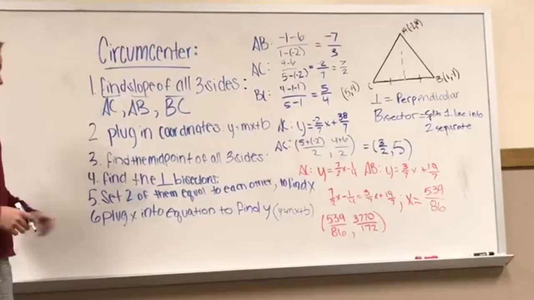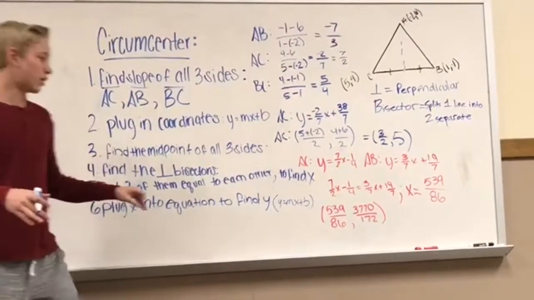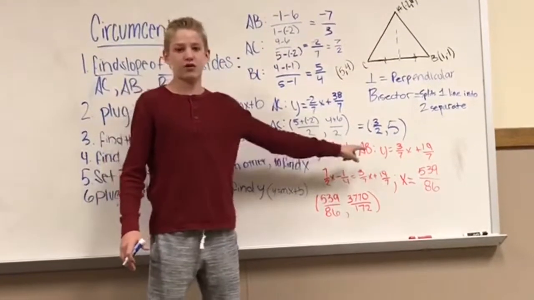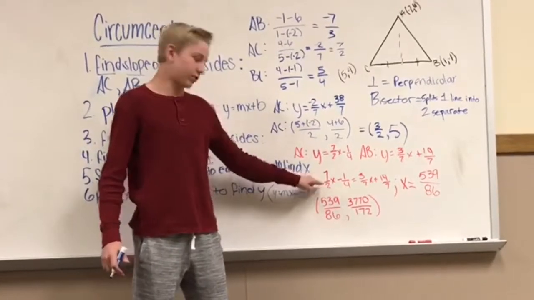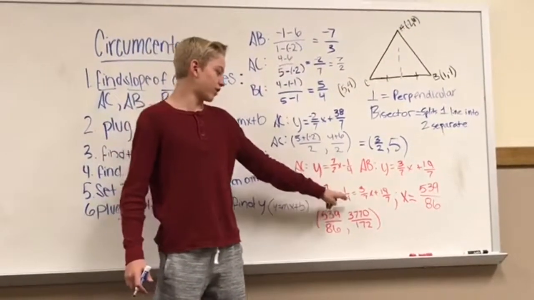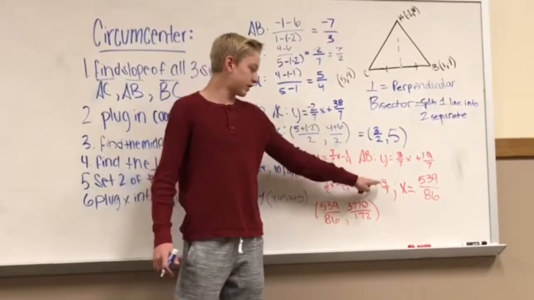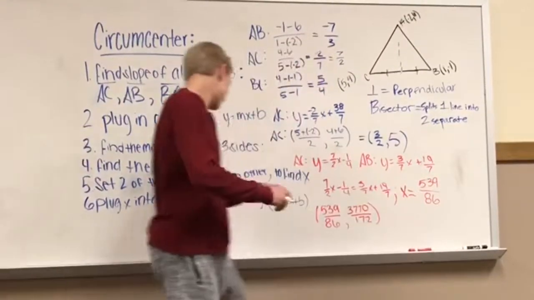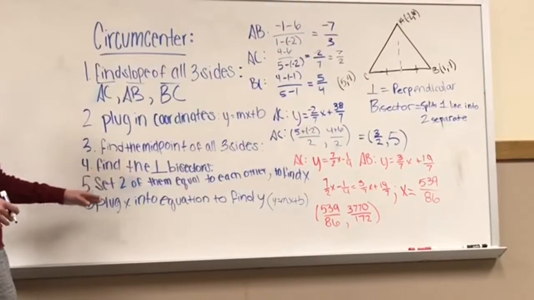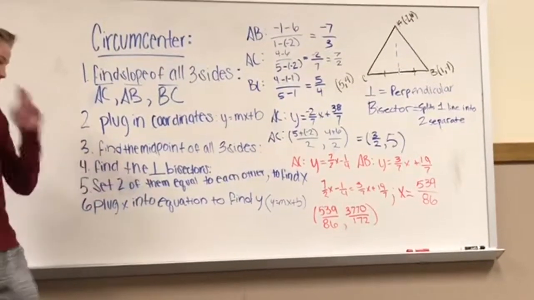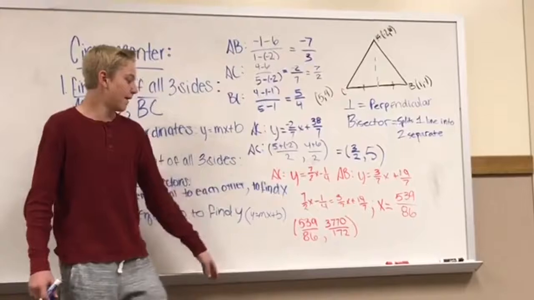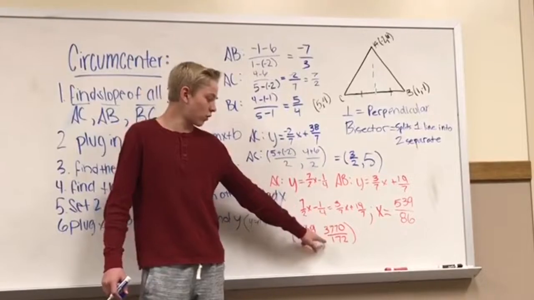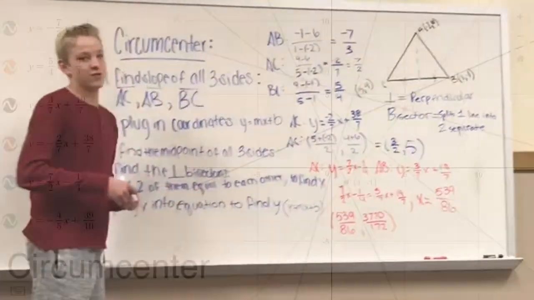And then for the fifth step, set two of them equal to each other. You take two of the perpendicular bisectors, and because they both equal y, you can use the substitution property. So you set them equal to each other: 7/2x minus 1/4 equals 3/7x plus 19/7. With that, x turns out to be 539/86. All you have to do is plug that x into the equation to find y, which is, again, y equals mx plus b. So when you plug in 539/86, y turns out to be 3770/172.